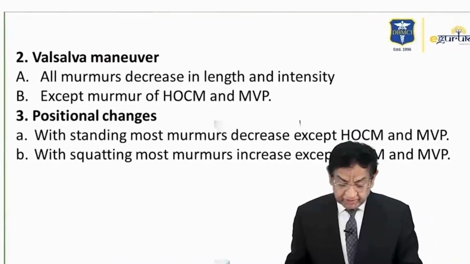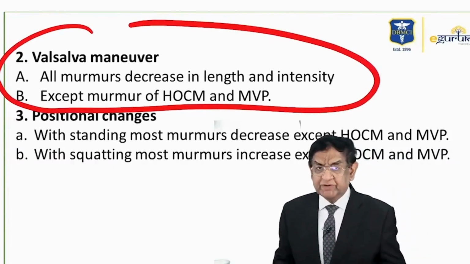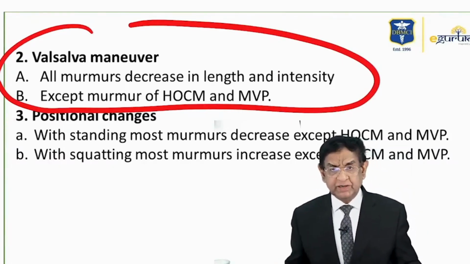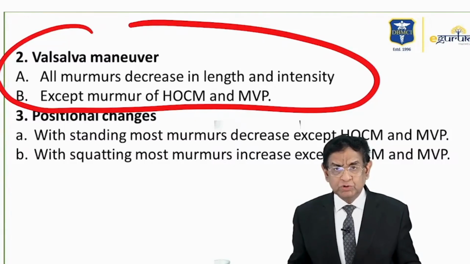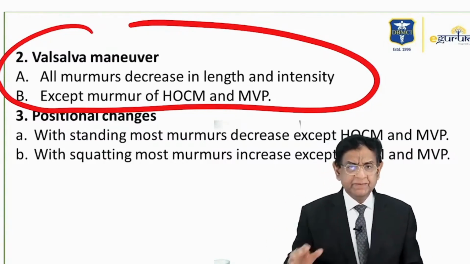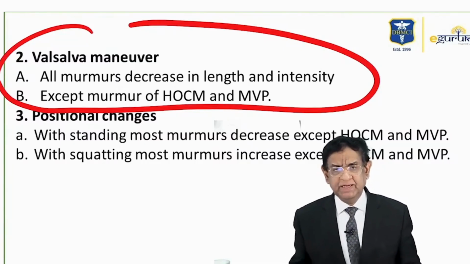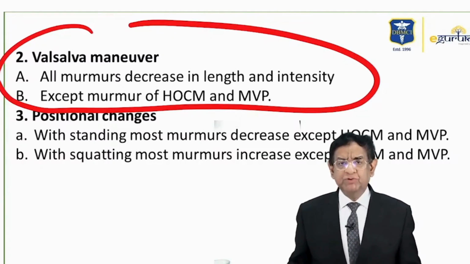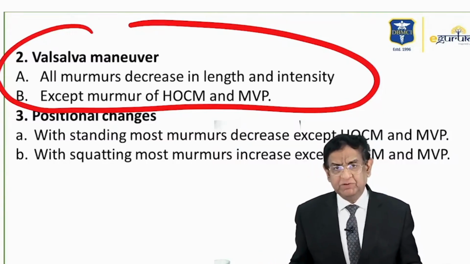Second is the Valsalva maneuver. From the exam point of view, this is the single most important. Valsalva maneuver is a forceful expiration against the closed glottis. Look at me now, look at me. You try to exhale against the closed glottis. And when you are doing it, you will feel pressure in the anal area. This is one way we tell the patient also. So this is the Valsalva maneuver.